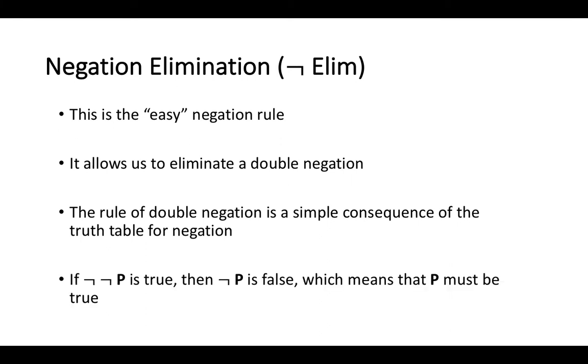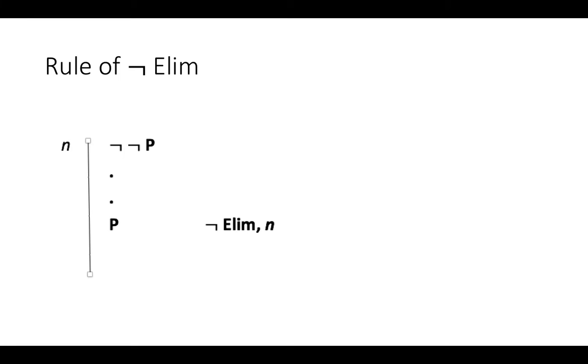If you negate the sentence not P, then you're effectively saying that not P is false. But if you're saying that not P is false, then you're effectively saying that P is true. So the rule of negation elimination in effect allows us to replace a double negation. It simply writes this tautological equivalence into our logical system. Here's what it looks like in our standard format.